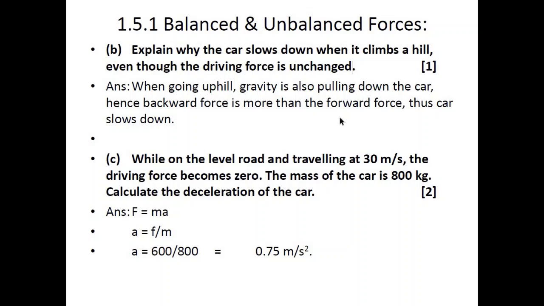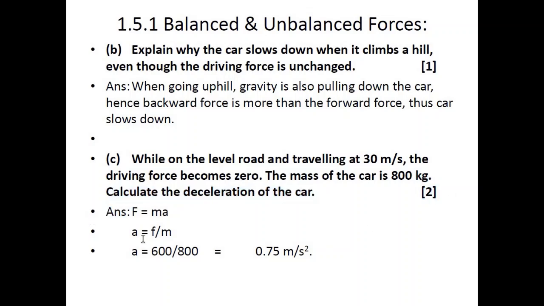While on the level road and traveling at 30 meters per second, the driving force becomes 0. The mass of the car is 800 kg. Calculate the deceleration of the car. Now we're given the mass and we're given the speed, which is not really necessary over here, so we can ignore it. As we have to calculate the deceleration, we'll apply the formula F equals ma, and we'll rearrange it as we have to find a. So a would be F divided by mass, force divided by mass.